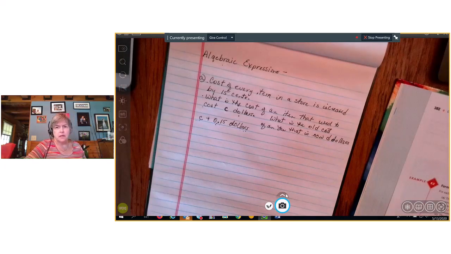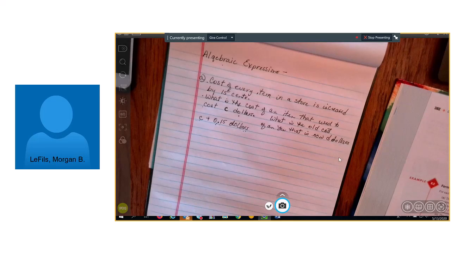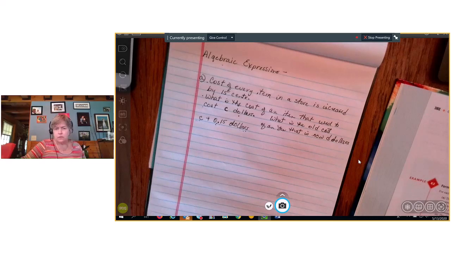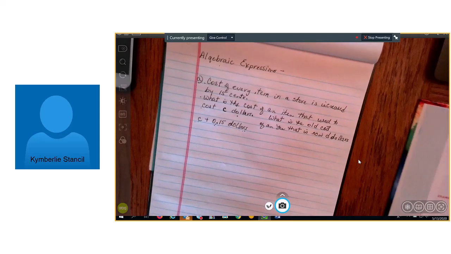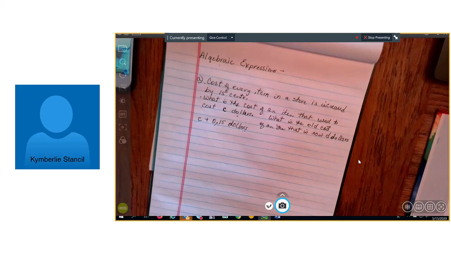Can anybody else not see me? Somebody said they couldn't see me. Somebody came on, but I couldn't hear you. Can you hear me now? I can hear you. Okay, my computer kicked me out and I was trying to go back in.